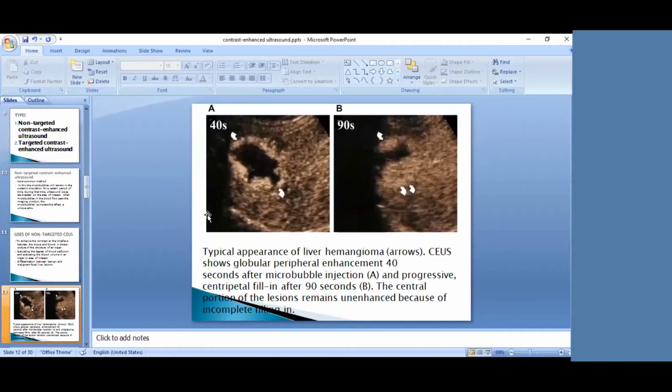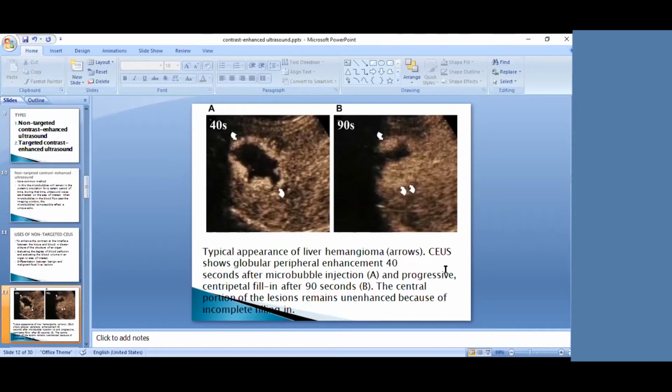Now this is the picture of contrast enhanced ultrasound. Okay, this is our lesion, and this is after 40 seconds of administration. A, B after 90 seconds. So this is the typical appearance of liver hemangioma. This is the lesion, and it is typical for liver hemangioma.